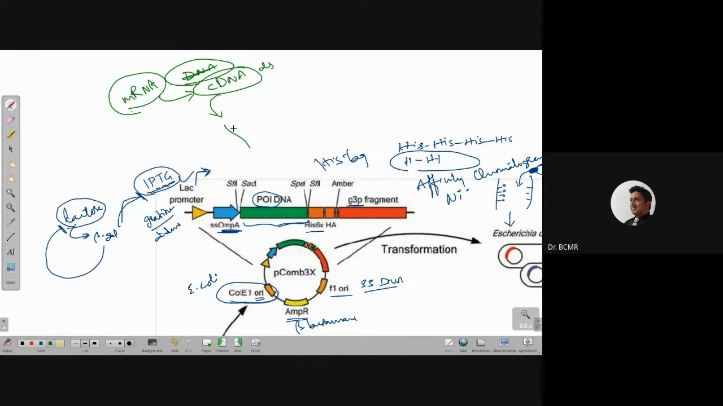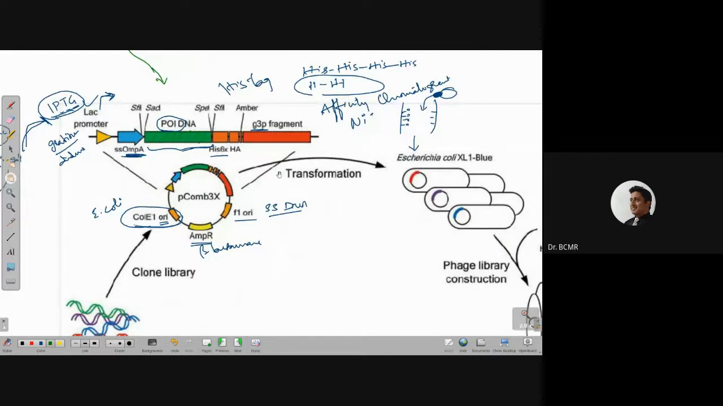Then we have diverse recombinant molecules. In some cases, you may have gene A cloned in there, in some cases gene B, gene C, and so on. It is a library, it is a cDNA library. So we will then transform into E.